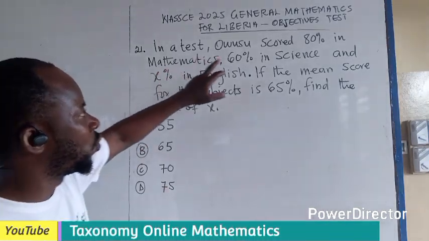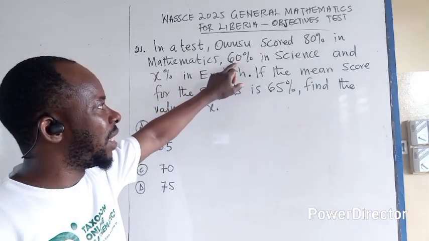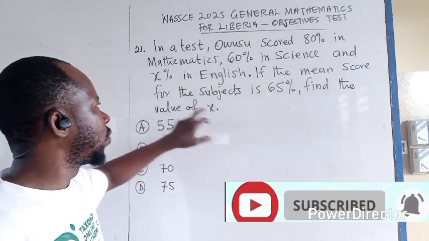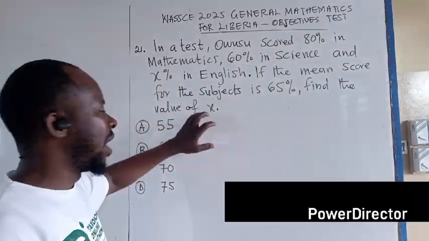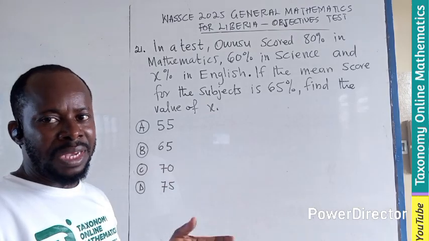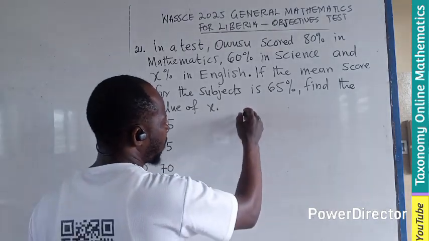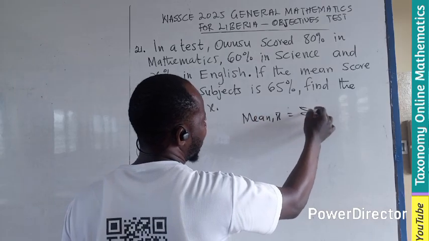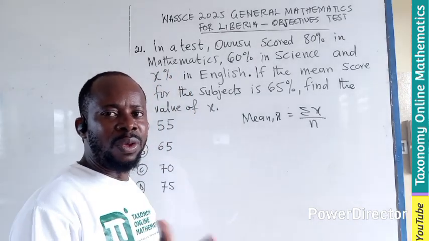A student also scored 80% in mathematics, 60% in science, and X% in English. If the mean score for the subjects is 65%, we have to find the value of what? X. Mean, that is average. To find an average, we know the mean or an average is equal to the summation of values involved divided by the number of values involved.